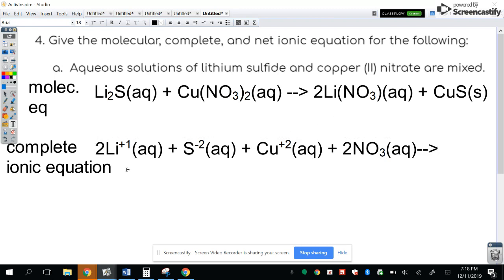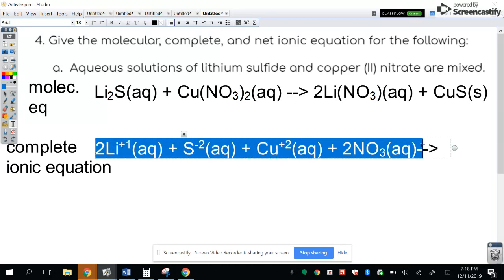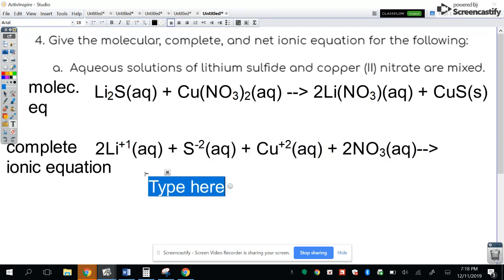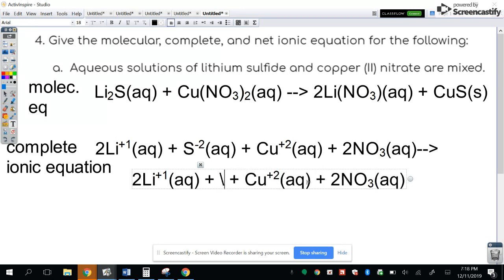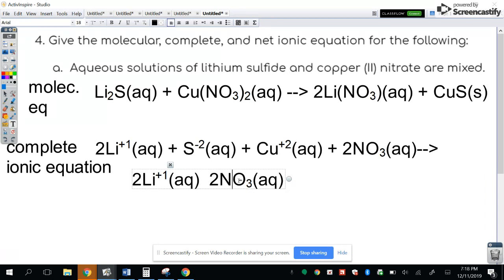So the products are going to be similarly, I'm actually just going to copy it, and the lithium stays the same, so it's 2 lithium. The sulfur is not, so I'm going to erase that for now. This copper is not, but the nitrate is, so it's going to be 2 lithium plus 2 nitrate.